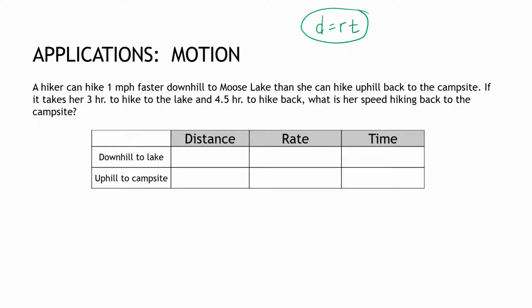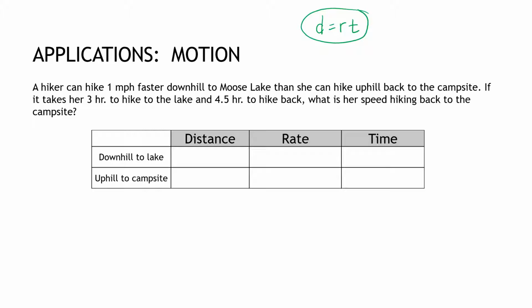I'm using that because I feel a lot of my students, it helps them to make sense of creating the equation, whereas if they didn't have a table, they would just feel a little lost in the woods, so to speak. So here, again, I'm looking at two different directions. I'm hiking downhill to Moose Lake and then back uphill to the campsite. And so I'm just going to fill in what I know as I read the question.